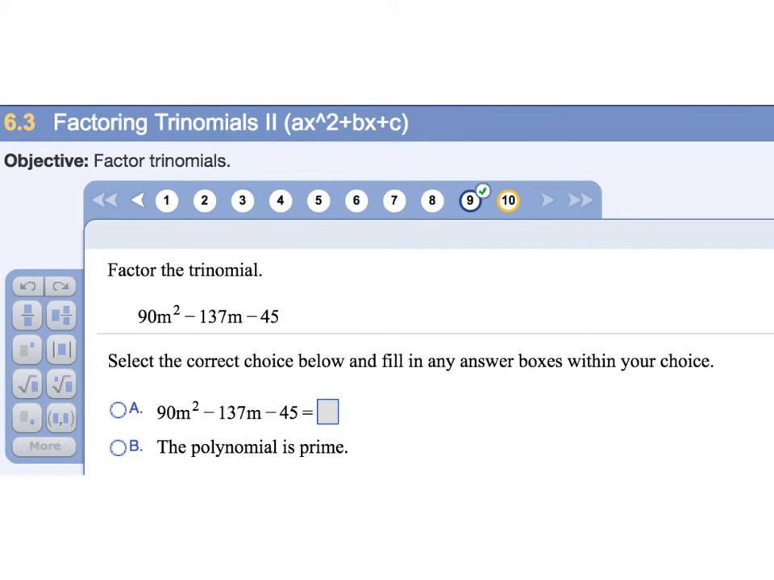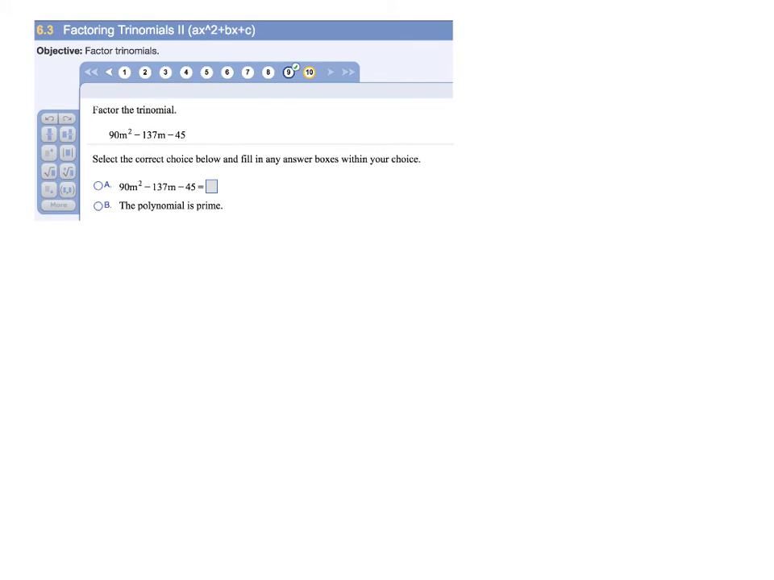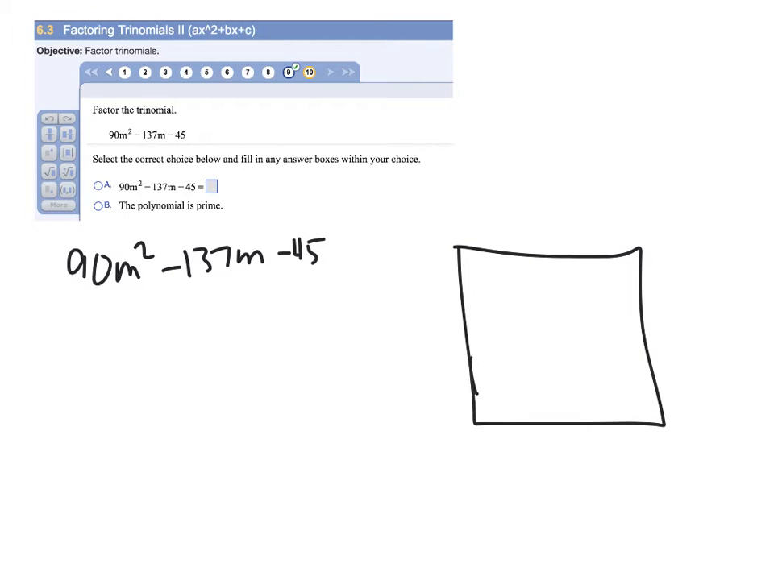All right, this is just more of the same, except it's just a huge, ugly, gross problem. So you've got 90m squared minus 137m minus 45. And I'm going to do that first way that I showed you. So you've got 90m squared is going to go right here. Negative 45 is going to go here. Now we've just got a ton of guessing to do. We're going to temporarily ignore the sign. We don't worry about the sign at first. So let's focus on that 90.